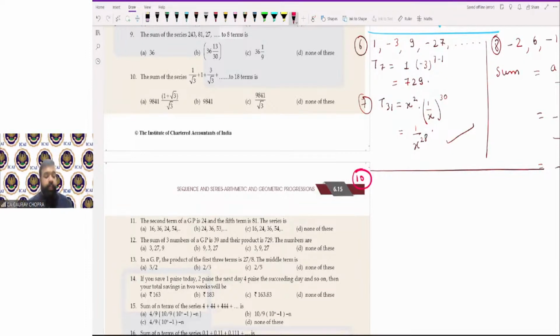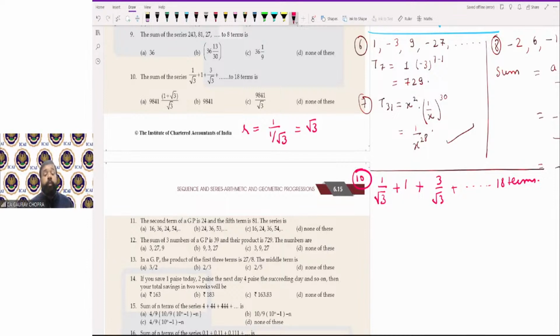चलिए क्वेश्चन नंबर 10. 1/√3, 1, then √3, and so on up to 18 terms. So this time you have to find out the sum up to 18 terms. Okay. तो कॉमन रेशियो कितना है? कॉमन रेशियो इज 1 divided by 1 upon √3. So it becomes √3. √3 है आपका कॉमन रेशियो.